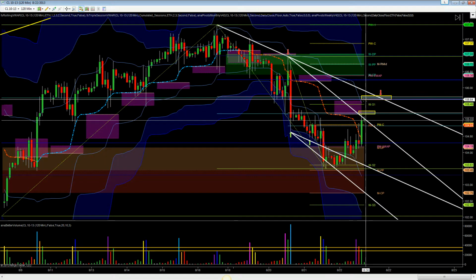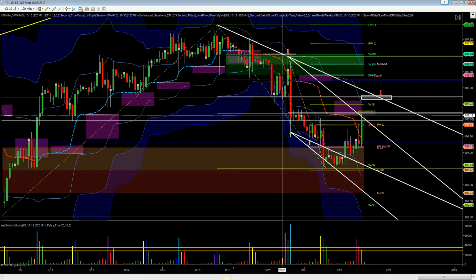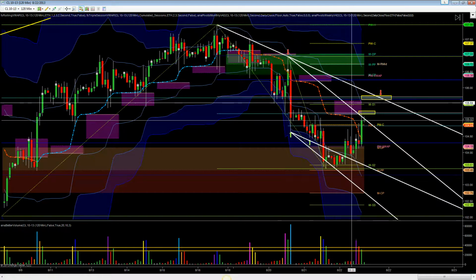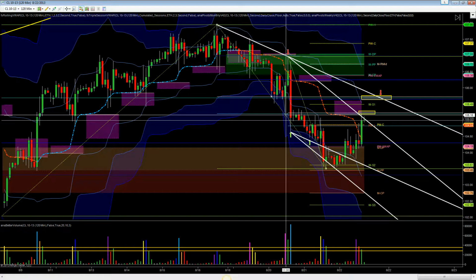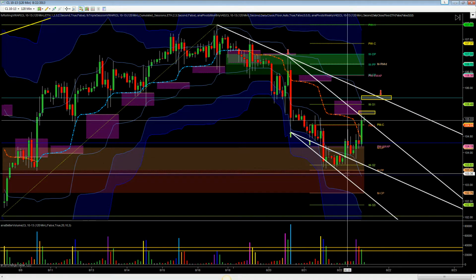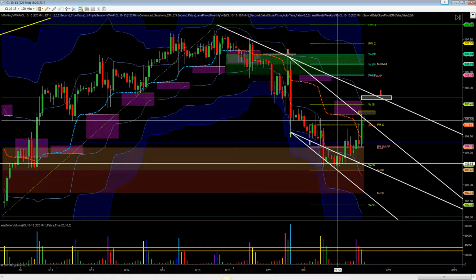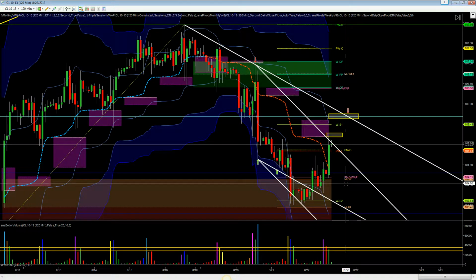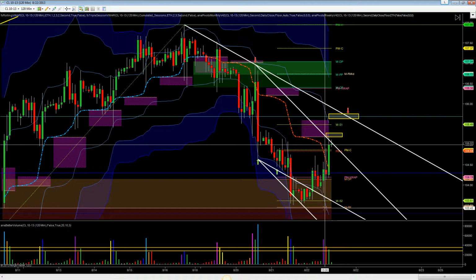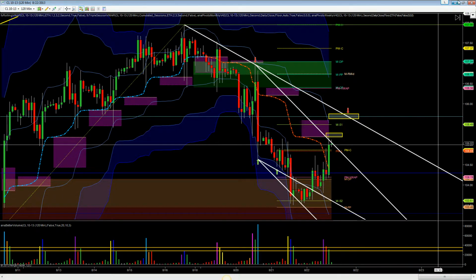So I was looking at places where it might revert back to, and I see this confluence of the 38 and the 50 here, and then a 38 and a 50 here. So I mark those two areas, and just clean it up a little bit. It's bottoming out here at the monthly pivot and the weekly S2 support. So when we open right around in here, I'm looking for longs basically, because I want to catch that reversion back to value.